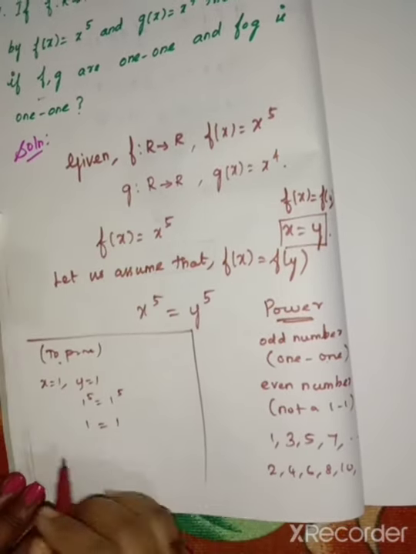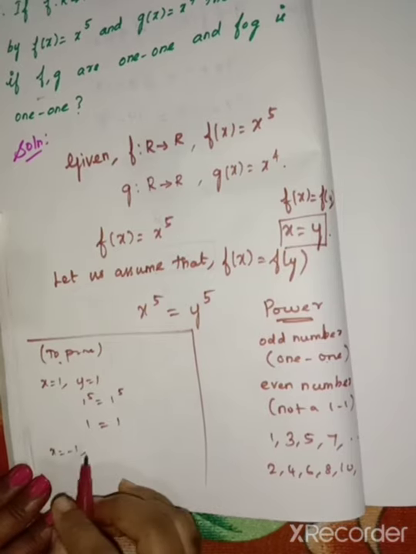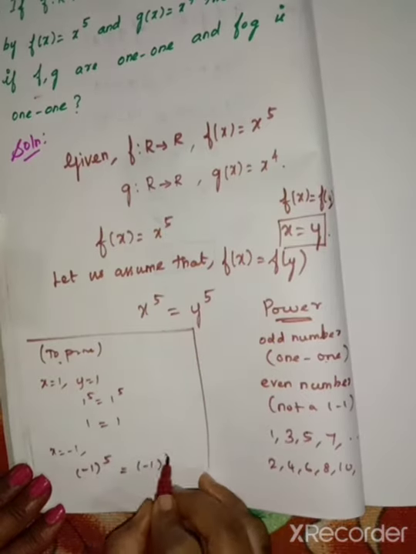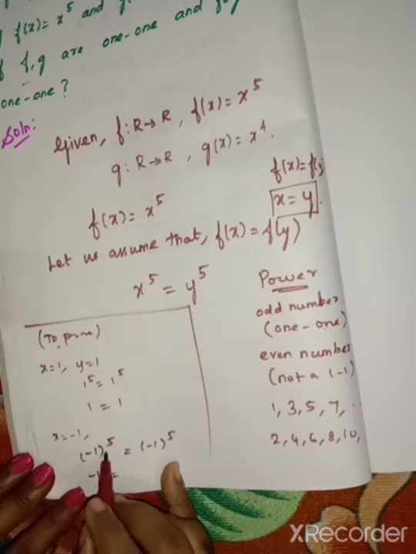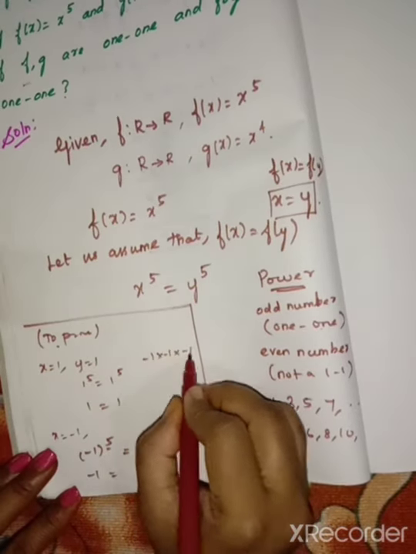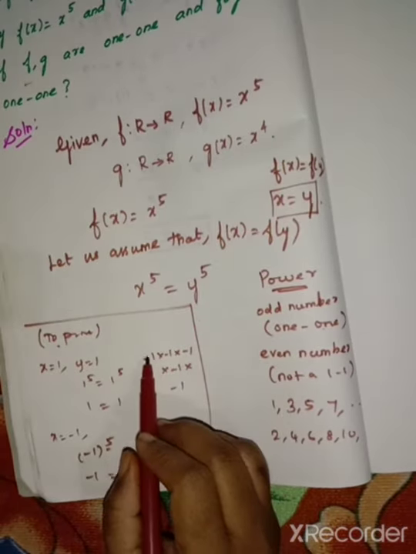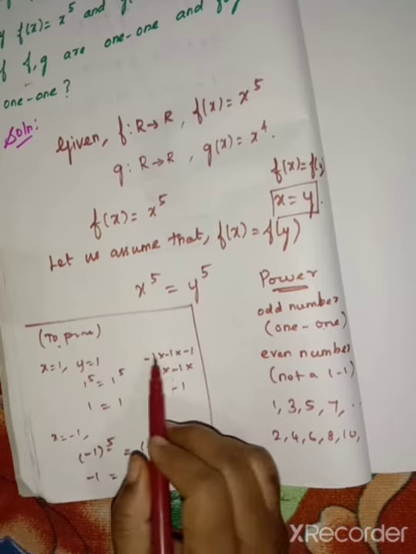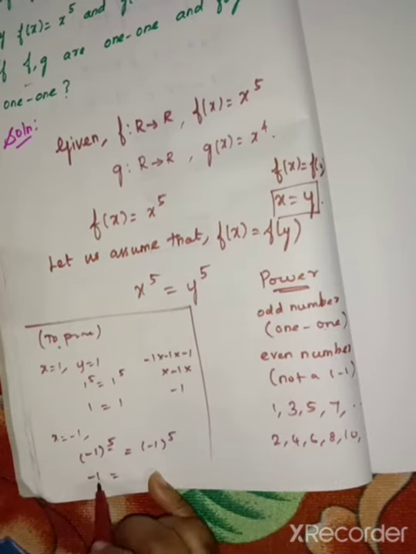So for the value minus 1, if you substitute x equal to minus 1, what do you get? Minus 1 power 5. Here also minus 1 power 5. So minus 1 equal to, because here we multiply 5 times: minus 1 into minus 1 into minus 1 into minus 1 into minus 1. So minus into minus is plus, here also minus into minus is plus, plus into plus is plus, plus into minus is minus. So minus 1.